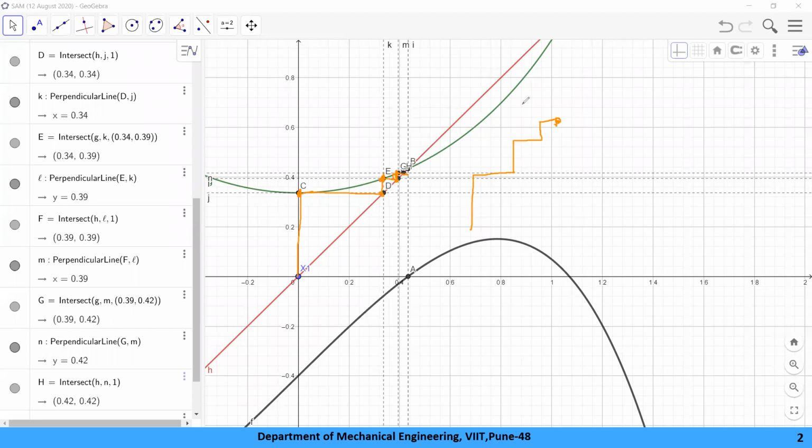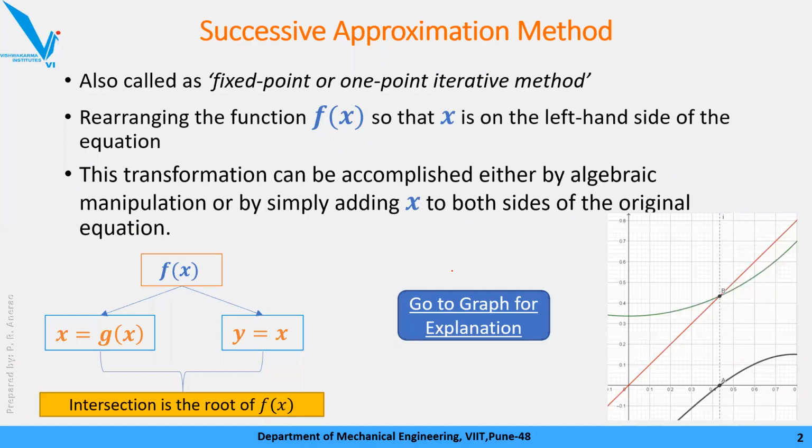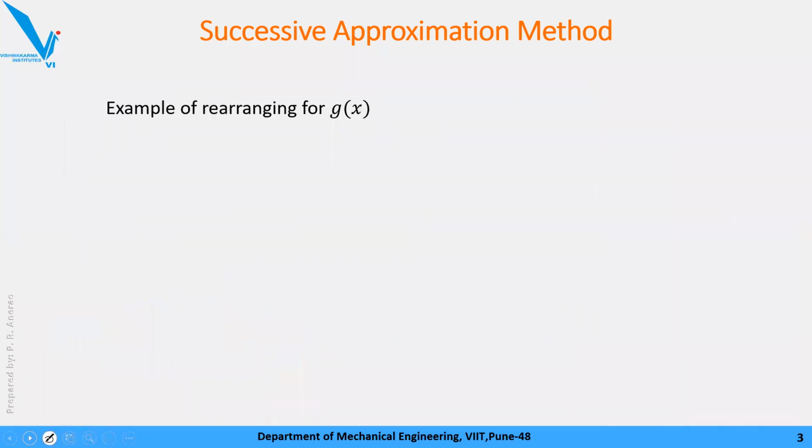One of the easiest methods. Graphically we have seen how it works. Mathematically you will find that it is even simpler to understand. So I'll go back to our presentation. So step 1 for SAM is to rearrange f(x) to get g(x).